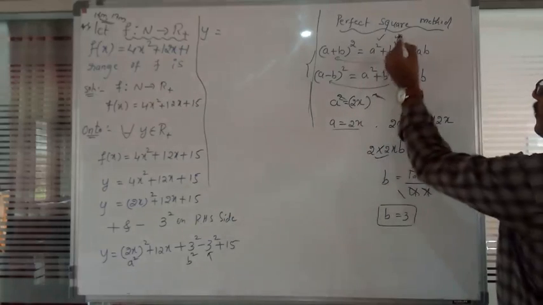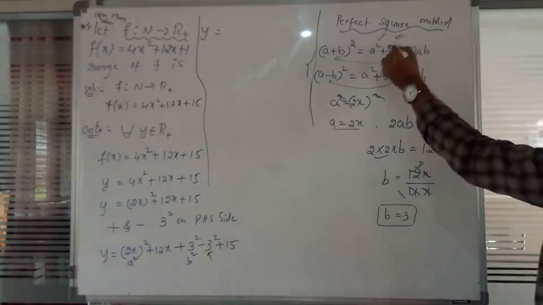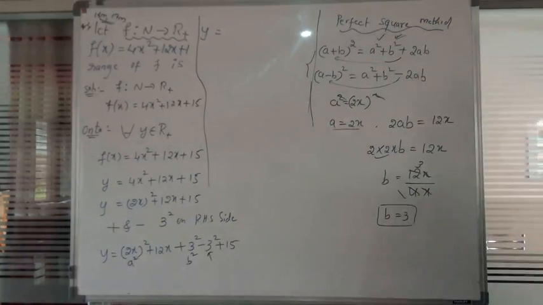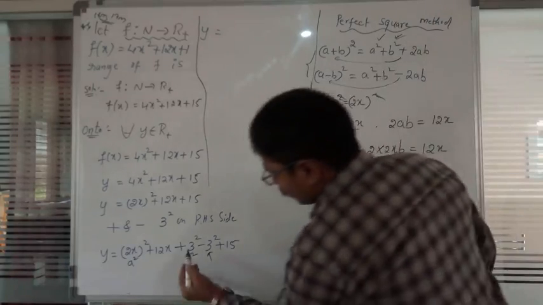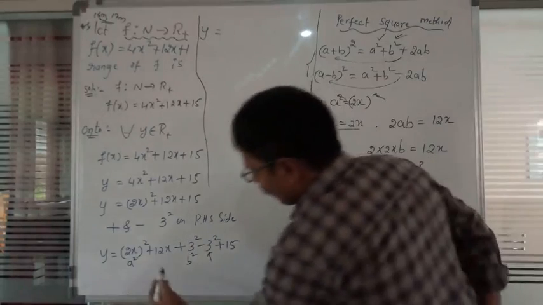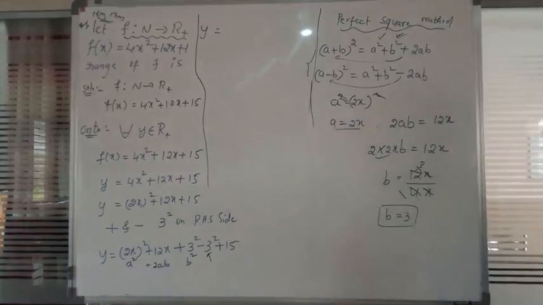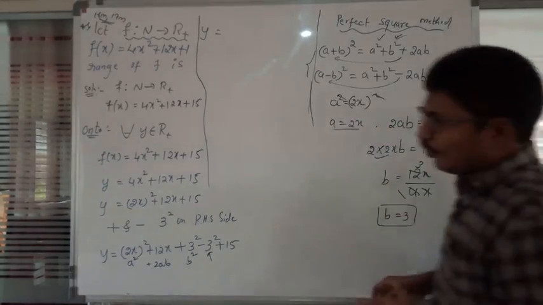So always b square is positive. Okay, always b square is positive, plus b square, minus plus b square. So that's why you should always take a plus b square. a square plus b square plus 2ab. Now we are confused about this one.